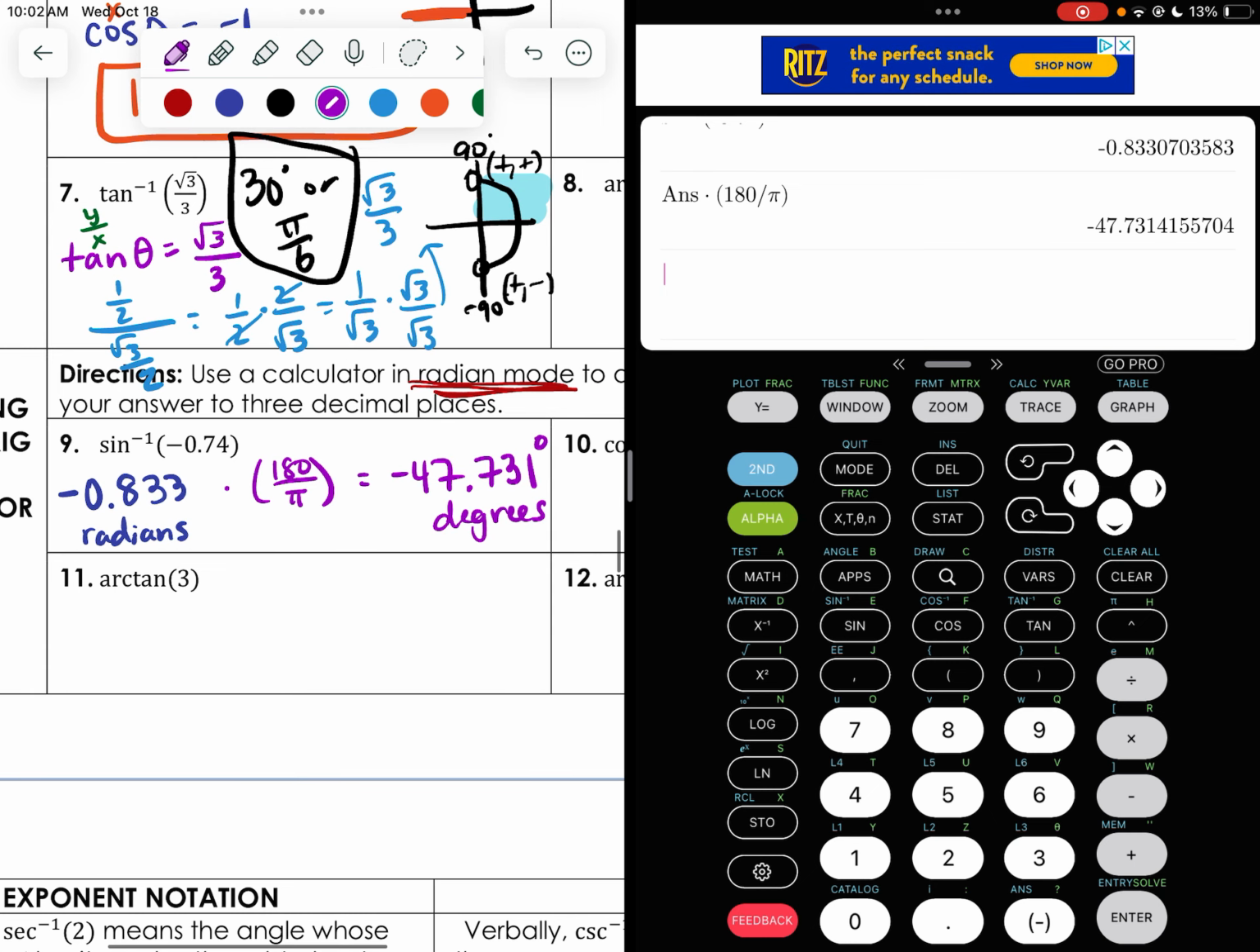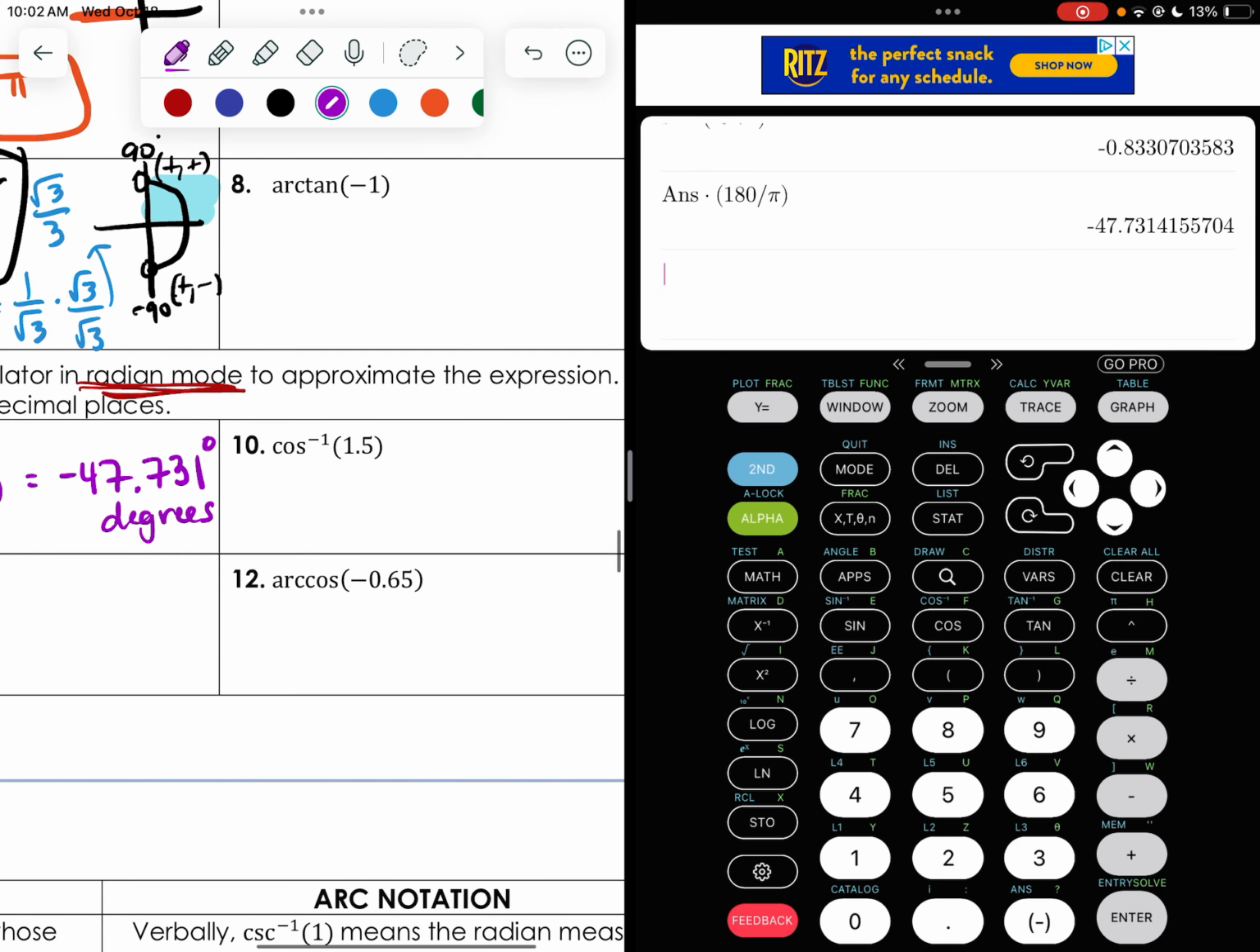Let's do another one of those. So inverse cosine. Again, I'm just going to type this right in my calculator. Inverse cosine of 1.5. This type of calculator says non-real answer. Yours might come up and say error or whatever. So just like the ones we did before, sometimes the answer is does not exist.